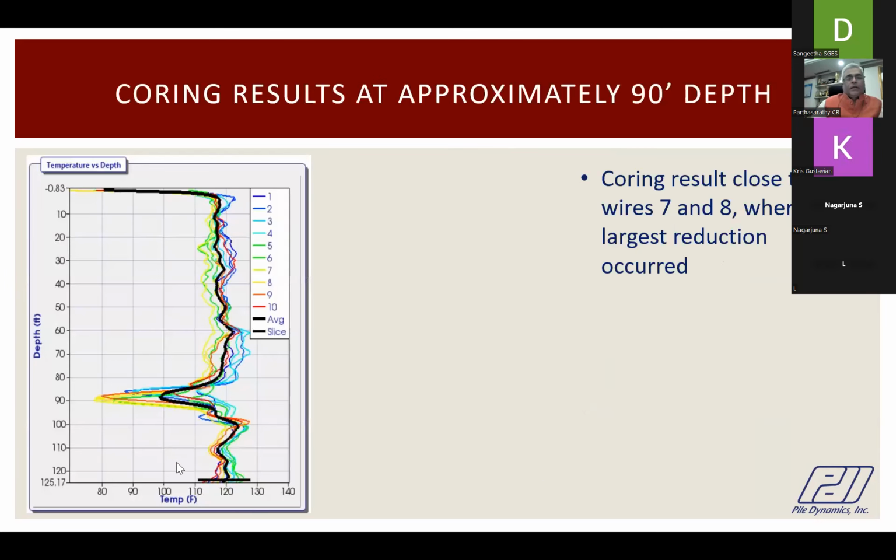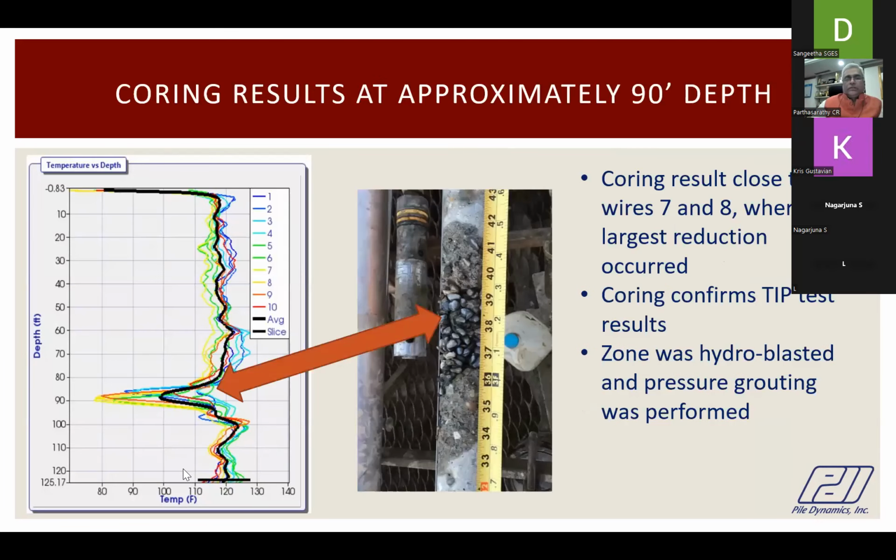testing. And they actually cored this, and you see a loose material which corroborates very well with the tip testing, and this was later hydroblasted and pressure grouting was performed. So one of the remedial measures is to target those defective zones and grout it.